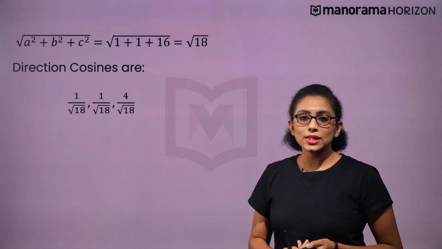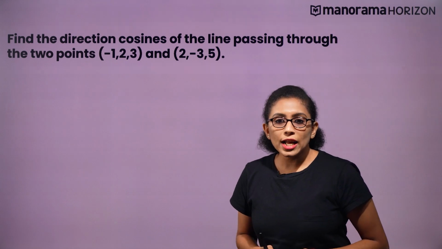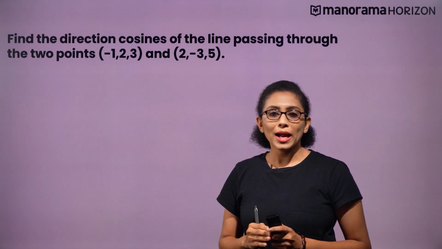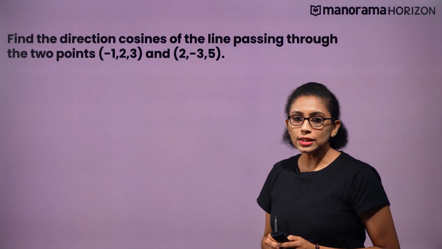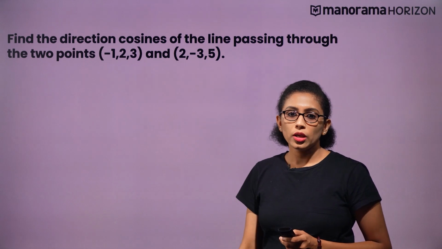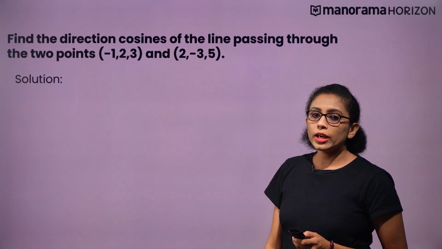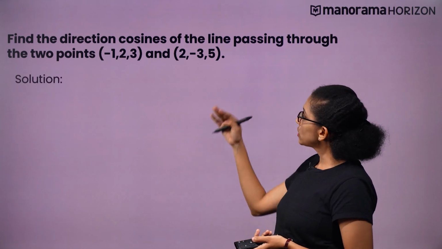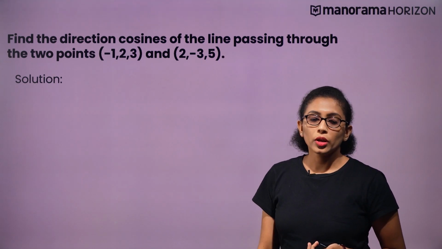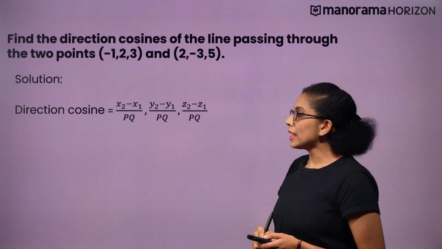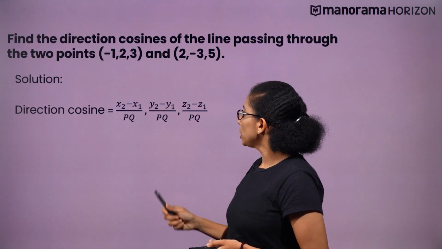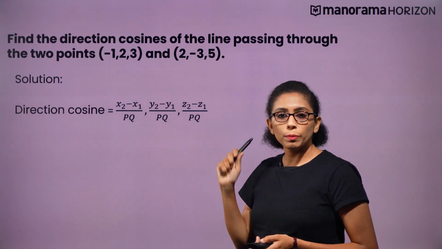So here comes the next question. Find the direction cosine of the line passing through the 2 points -1, 2, 3 and 2, -3, 5. So we have 2 points over here. x1, y1, z1 and x2, y2, z2. 2 points are given here. Now the direction cosine is x2 minus x1 by pq, y2 minus y1 by pq, z2 minus z1 by pq.